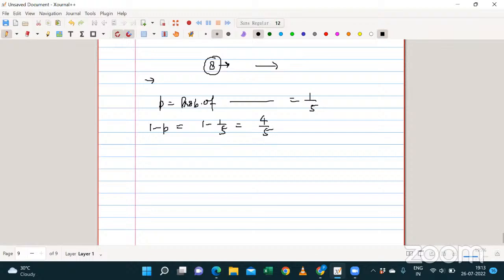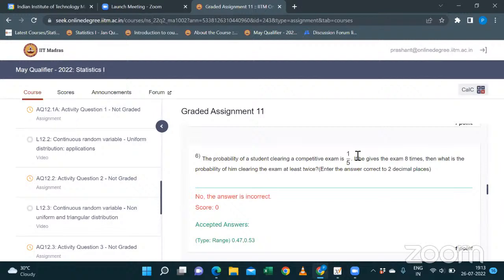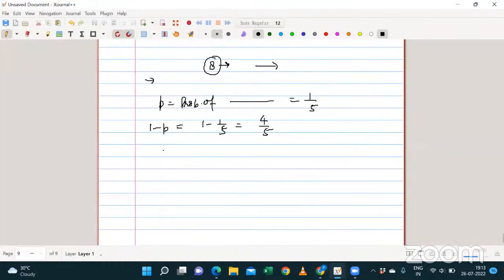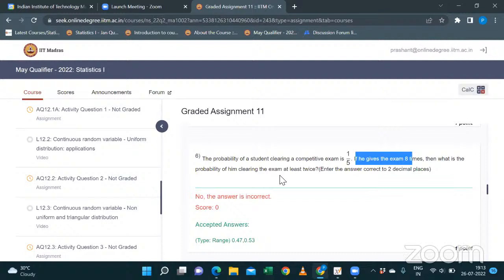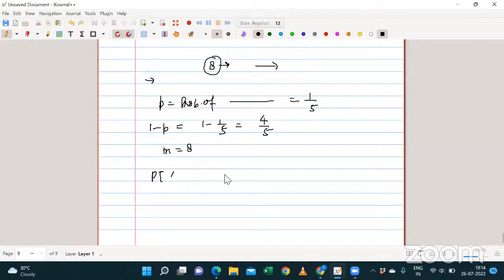Right? Yes, sir. Now, what is the question? If he gives the exam 8 times, what is the value of n? n is equal to 8. Now the question: what is the probability of him clearing the exam at least twice? That means probability of x greater than or equal to 2. That means 1 minus probability of x less than 2, that means 1 minus the probability of x equal to 0 plus the probability of x equal to 1.